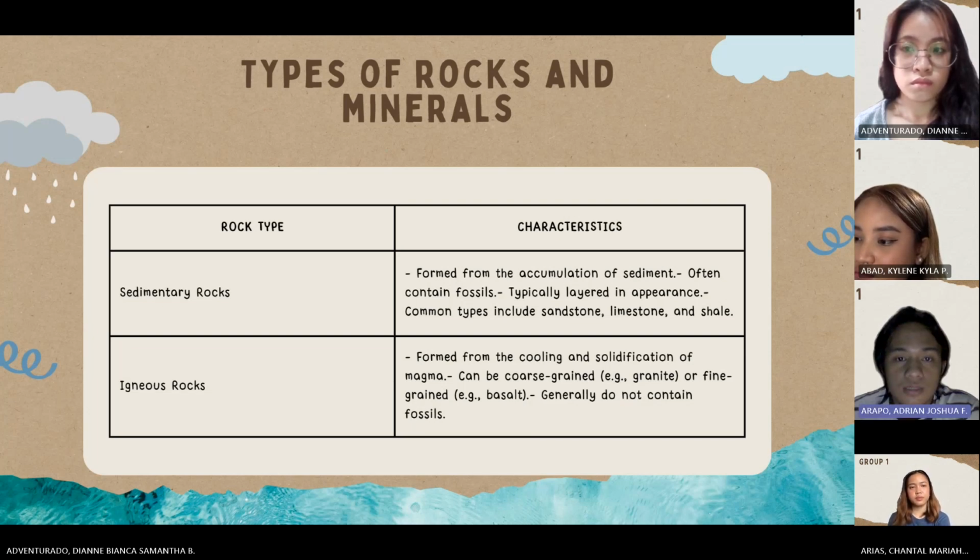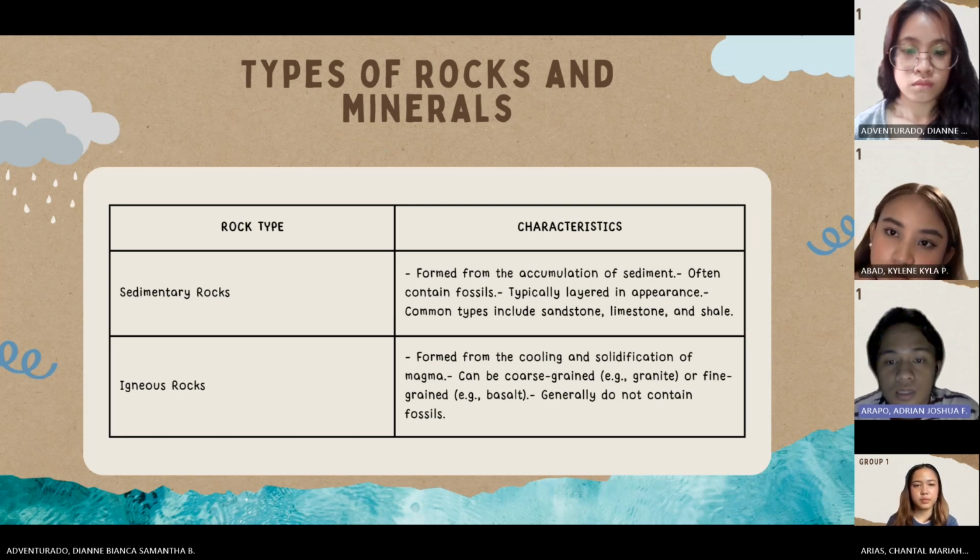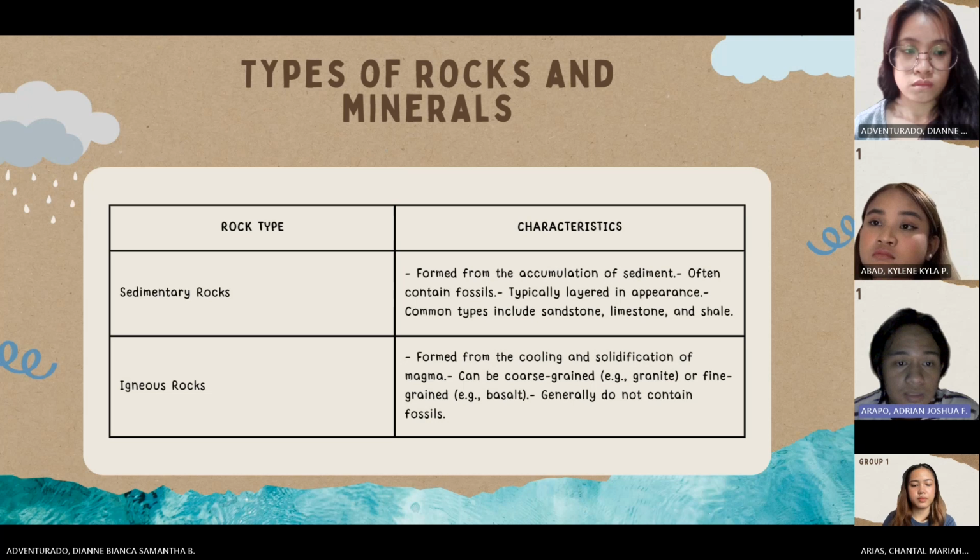Basically, this is formed when different kinds of particles from different rocks combine together, which forms the sedimentary rocks. This often contains fossils, which is very important since this tells us more about the history of our life or the life of Earth. Next up would be the igneous rocks.